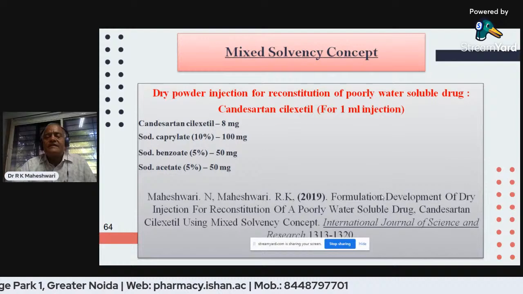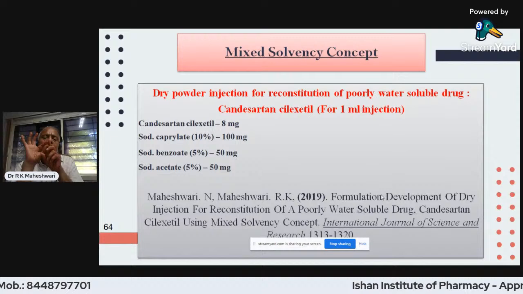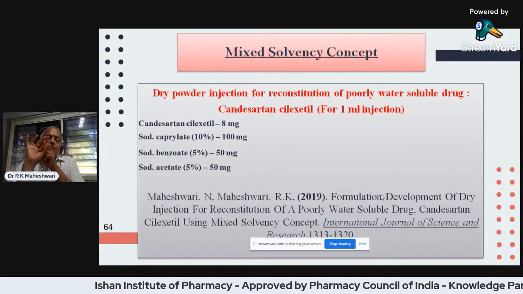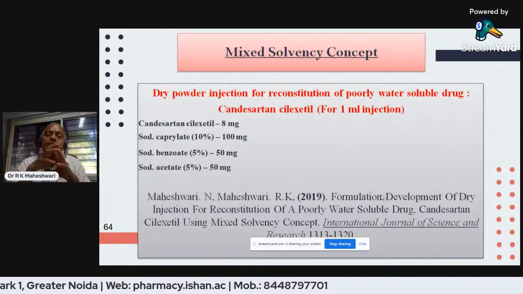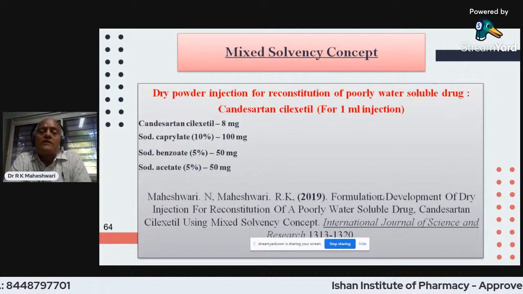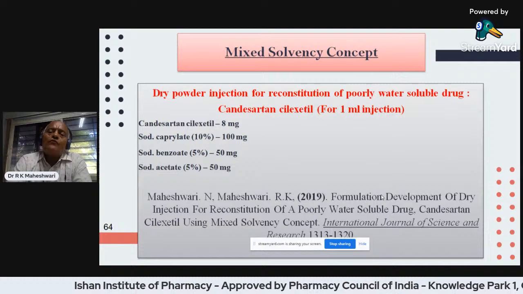So, in the vial, he has kept an 8 mg dose of candesartan cilexetil, 100 mg sodium caprylate, 50 mg sodium benzoate, 50 mg sodium acetate. When 1 ml water is added and reconstituted, you get a clear solution. So, in this way, dry powder injections for reconstitution of poorly water soluble drugs can be developed. Particularly, this is very useful when your ready-made injection in aqueous solution or suspension is unstable due to hydrolyzability of your compound. What can be done in this way?